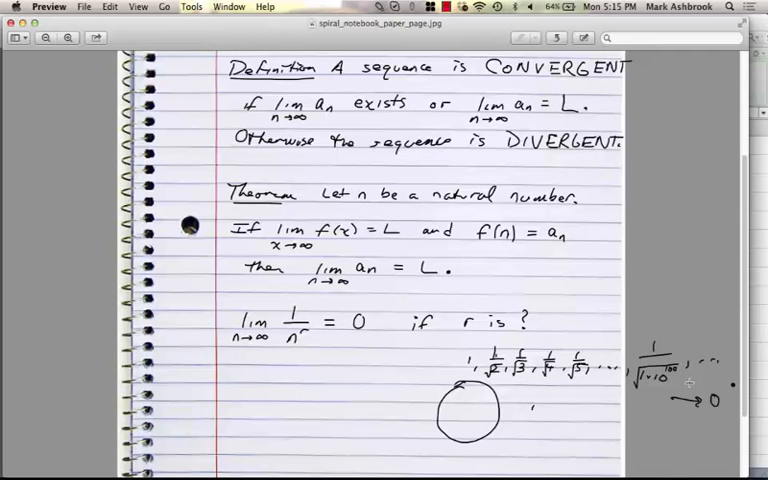So when n is a googol squared, 1 over the square root of googol squared is 1 over a googol. So eventually I'll get to 1 over a googol. Is it going to 0? Yes. So all r has to be is what? Positive. As long as it's greater than 0, the sequence 1 over n to the r will converge to 0. Okay, so that's number 1.